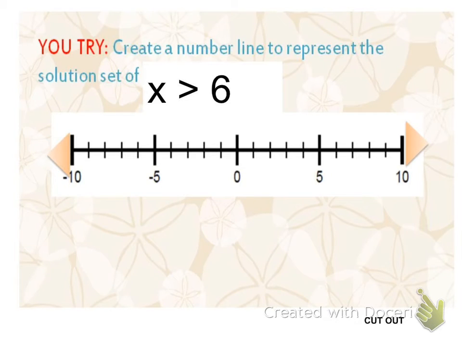What number are we putting a circle on? 6. Is it open or closed? Open. Open, because there's no equal sign. And which way are we shading? Right or left? Right. To the right. The arrow points to the right. We are shading to the right. Okay?